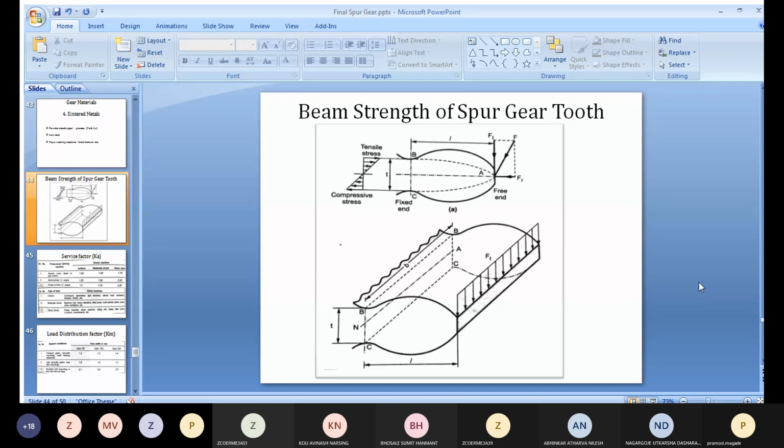Correct. Next line: the analysis of bending stress in the gear tooth was done by Lewis. He was the scientist, and his analysis and formulation we are going to check, where he has taken the gear tooth as a cantilever beam.